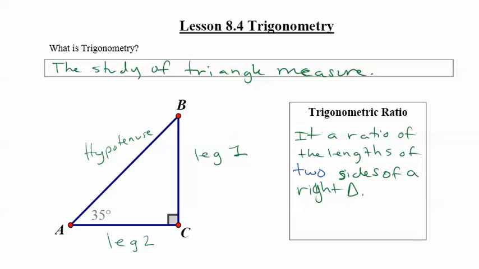Okay, so an example would be in this triangle ABC to the left. An example of a trig ratio would be if I compared, let's say, side AC, so I compared leg 2 to the hypotenuse. So if I said a trigonometric ratio would be the ratio of AC to AB. Okay, and that's an example of just basically how you form a trigonometric ratio or what it is.